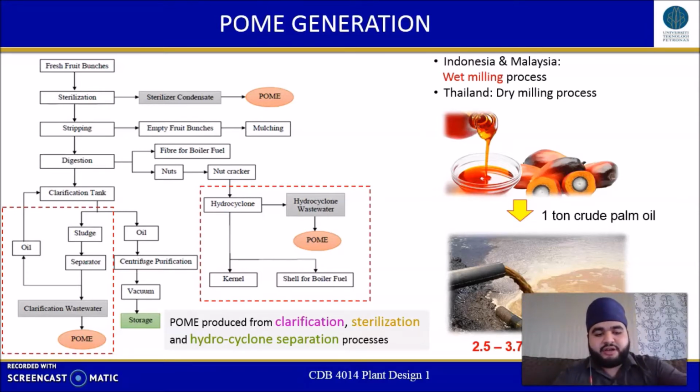This process is carried out to separate water from the oil. Normally, approximately 50% of the produced crude palm oil at this point is made up of water due to the hot steam used to break oil-bearing cells into mesocarp, and this water has to be removed before the crude palm oil can be marketed. Lastly, another process that produces wastewater is hydrocyclic separation.